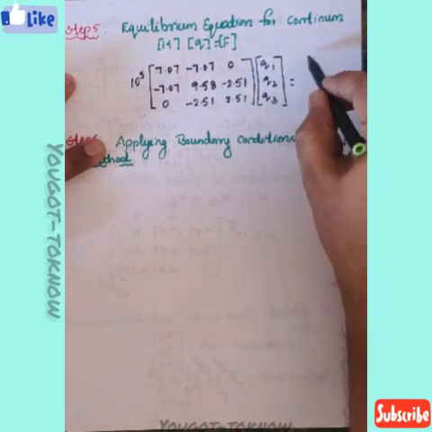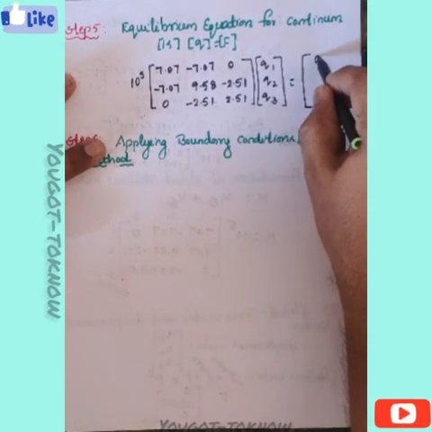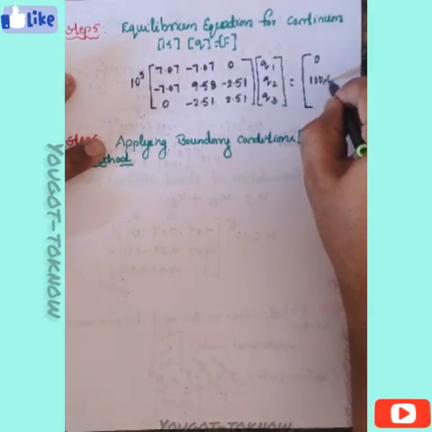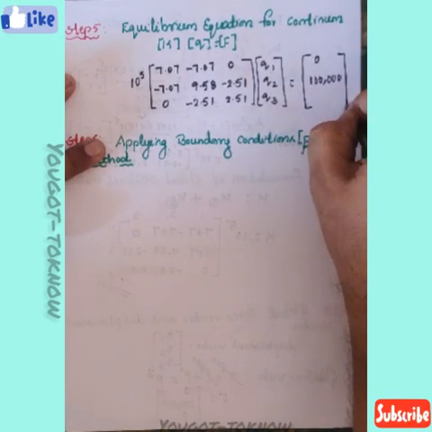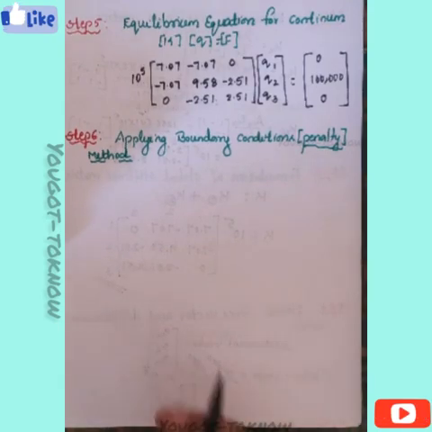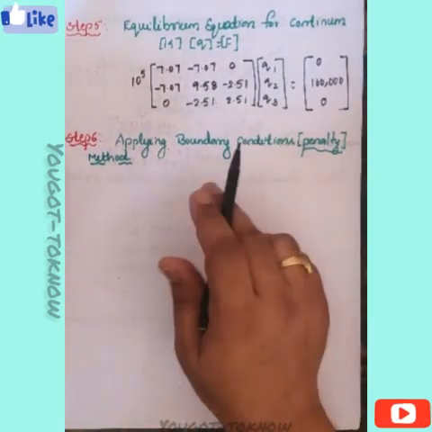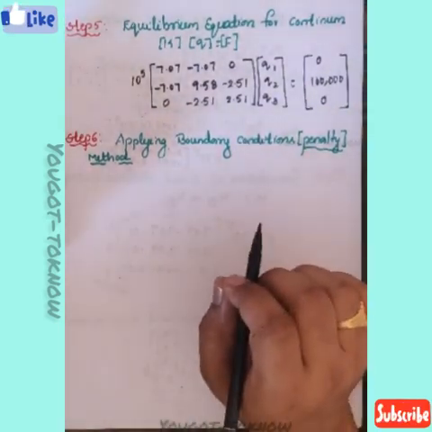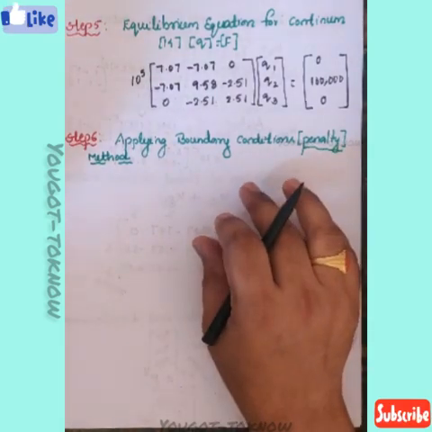What is F? F will be equal to 0 for the first node, 100 kilonewton, that is 100,000, for the second, and then 0. Now you have all three. After calculating all three, the next step is applying the boundary condition. So this is the difference between your previous problem and this problem.